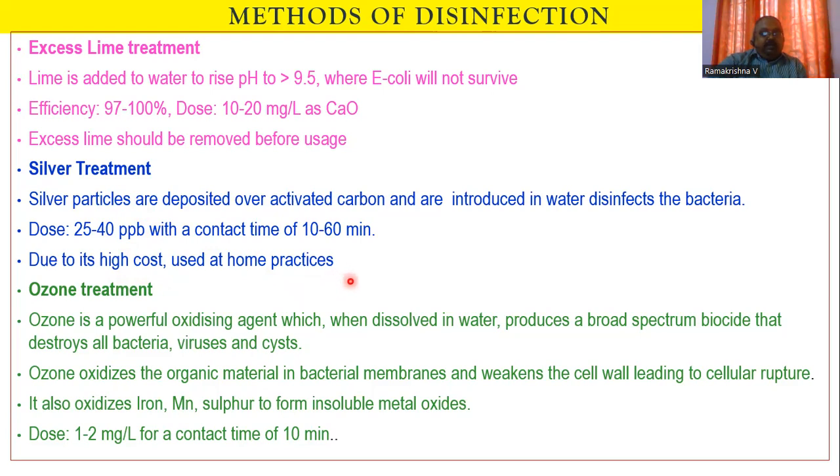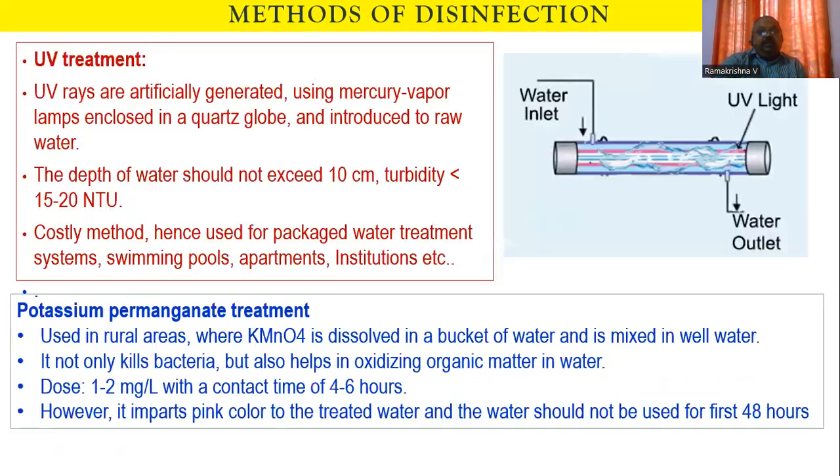Then there is ozone treatment. Ozone is a powerful oxidizing agent, which when dissolved in water produces a broad-spectrum biocide that destroys all the bacteria, viruses, and cysts. Ozone oxidizes the organic material in bacterial membranes and weakens the cell wall, leading to cellular rupture. So this is the advantage of using ozone. It is usually artificially prepared. It oxidizes iron, manganese, and sulfur to form insoluble metal oxides. The concentration is around 1 to 2 milligrams per liter for a contact time of 10 minutes.